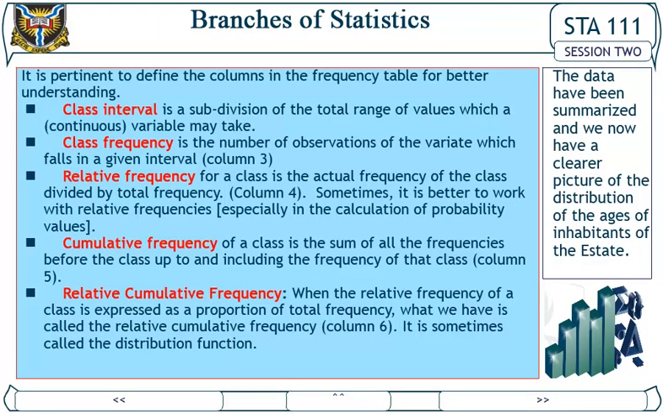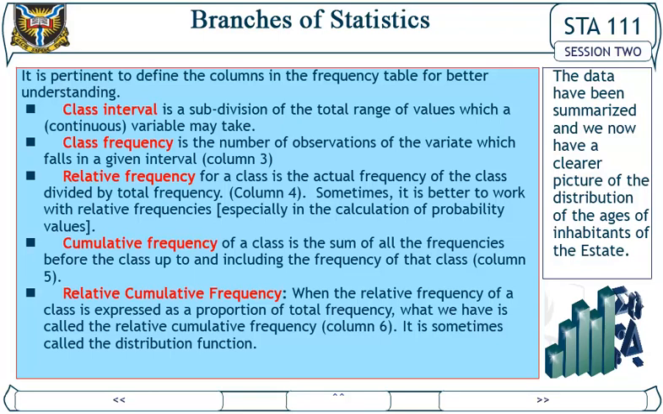It is pertinent to define the columns in the frequency table for better understanding. Class interval is a subdivision of the total range of values which a continuous variable may take. Class frequency is the number of observations of the variate which falls in a given interval, column 3. Relative frequency for a class is the actual frequency of the class divided by total frequency, column 4.